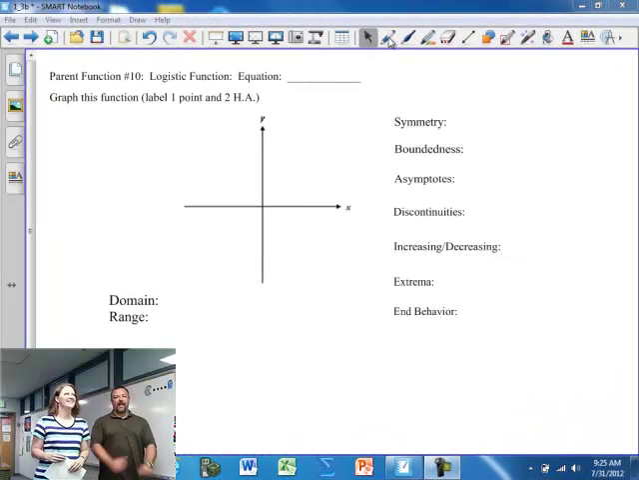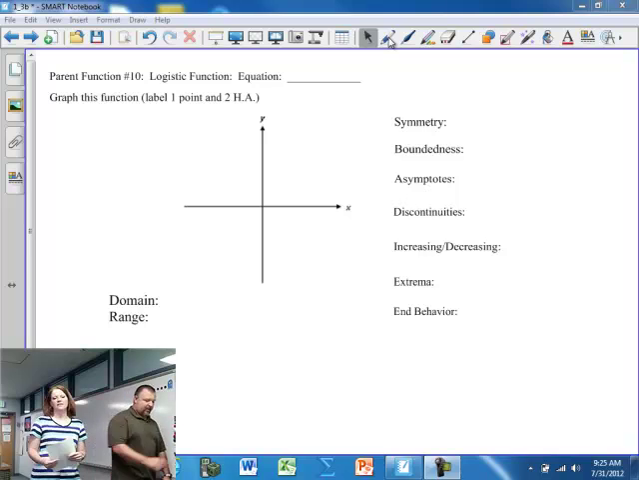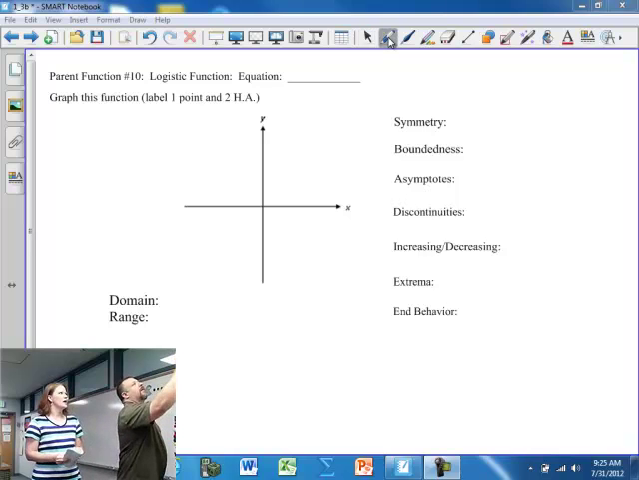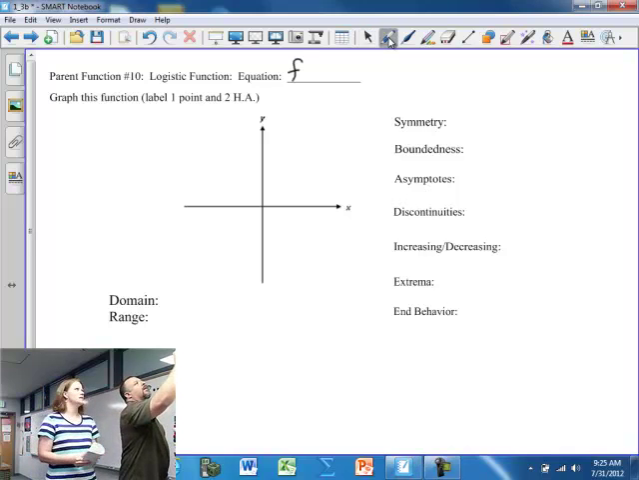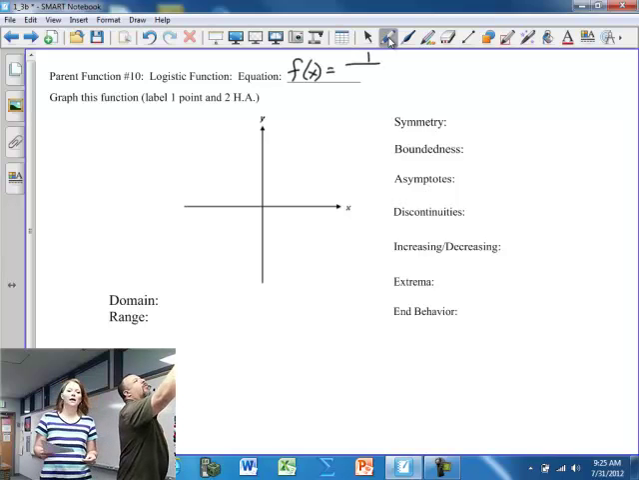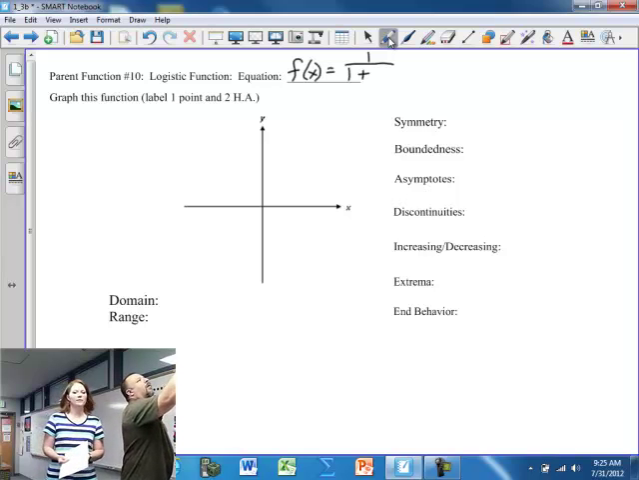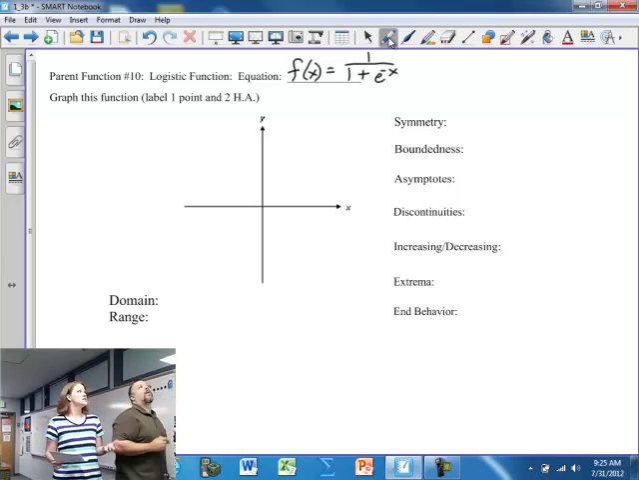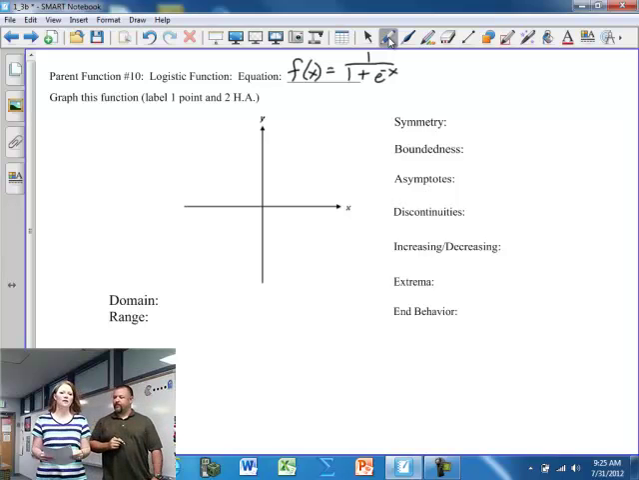All right, parent function number 10. This one's called the logistic function, and it may or may not be new to you depending on if you've had FST. Actually, it's probably new for everybody, isn't it? Probably. Okay, so again, just like in exponential and logarithm, you could have different bases. Logistic is a version of that, and it could also have different bases.